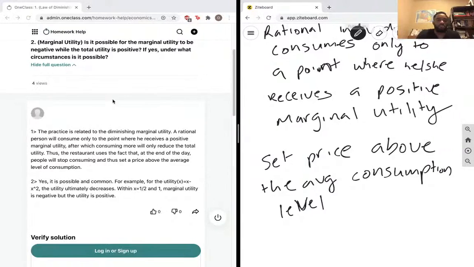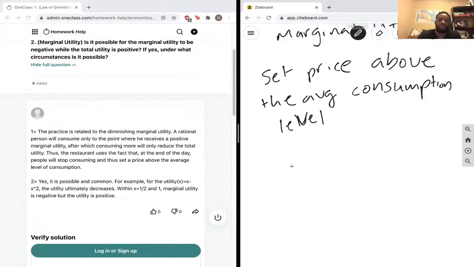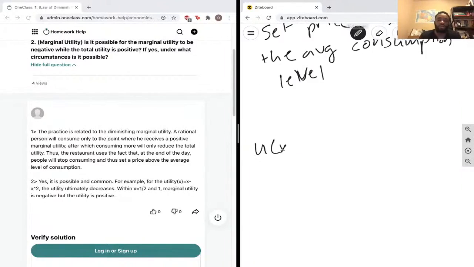Our tutor says yes, it is possible. For example, for the utility u(x) = x - x squared, let's just write that down. Within x between 0.5 and 1, marginal utility is negative, but utility is positive.